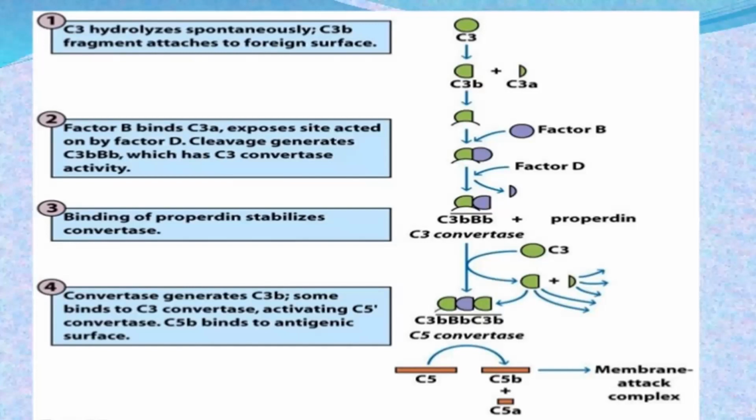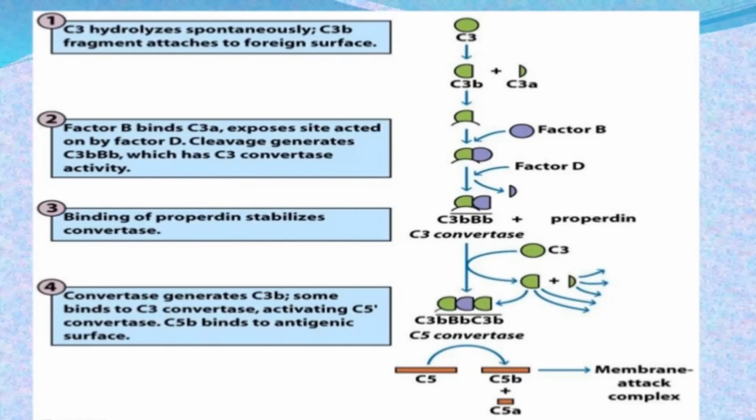C5a, the anaphylatoxin, goes away, and this C5b will combine with C6, 7, 8, and 9 ultimately, and hence MAC is formed. Membrane attack complex is formed. This is membrane attack complex.